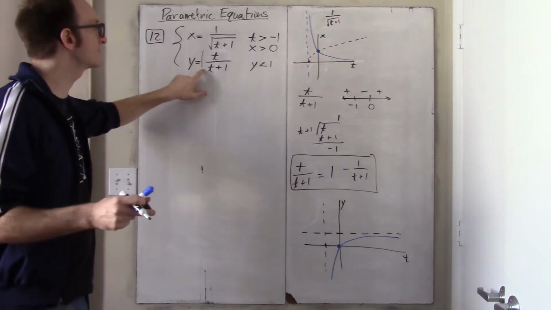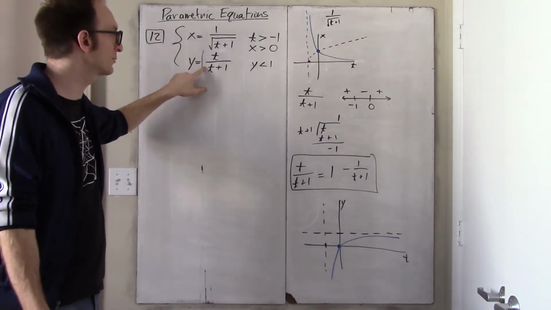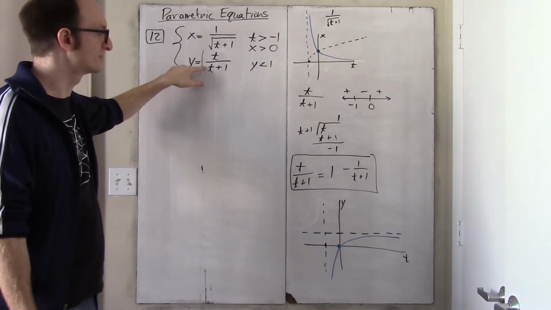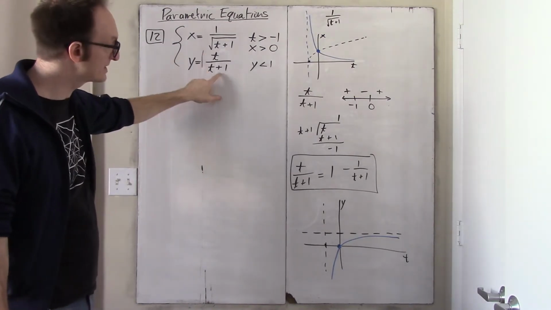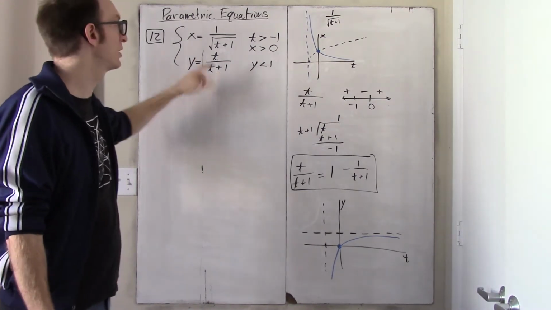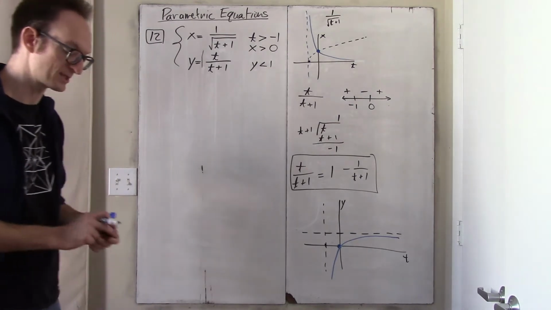For positive values of t, I guess you could do it if you were quite smart, right? For positive values of t, the numerator is always smaller than the denominator, so indeed y would be less than 1. And for negative values of t, the numerator is negative and the denominator is positive, and so it's negative, and therefore less than 1. So you could do this without graphing, but it certainly helps to graph.